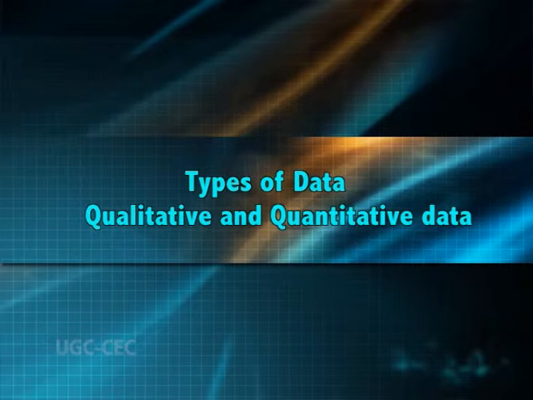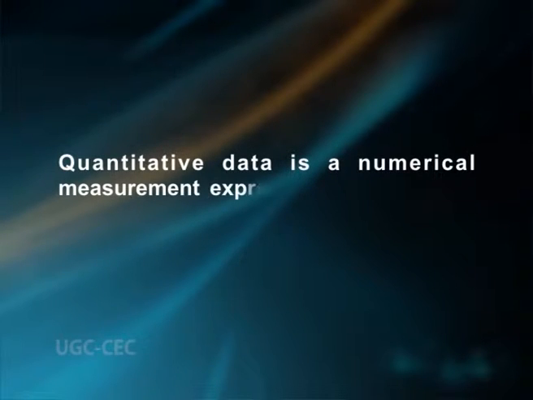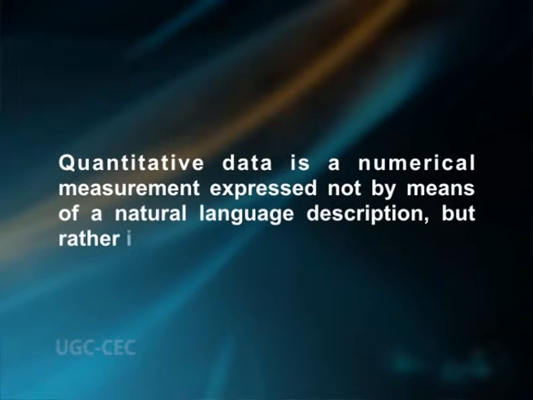Types of data: qualitative and quantitative data. Qualitative data is a categorical measurement expressed not in terms of numbers, but rather by means of natural language description. In statistics, it is often used interchangeably with categorical data. Quantitative data is a numerical measurement expressed not by means of a natural language description, but rather in terms of numbers. Quantitative variables can be continuous or discrete.